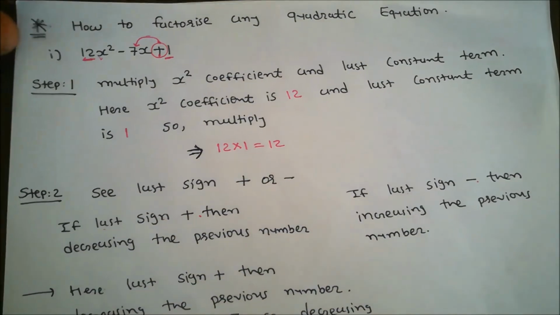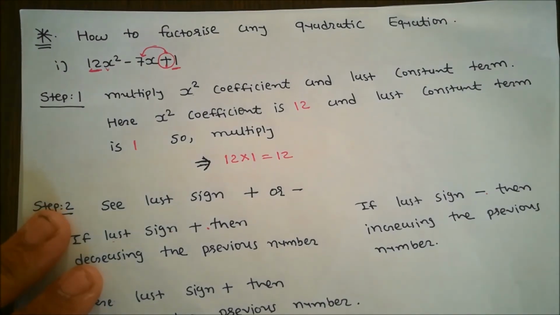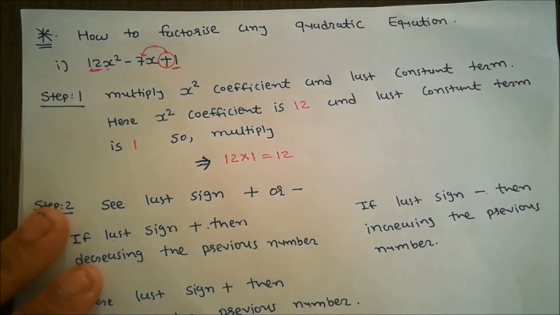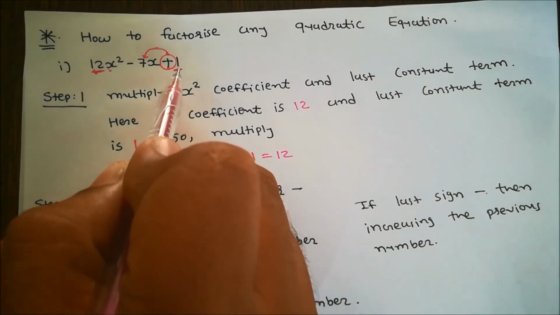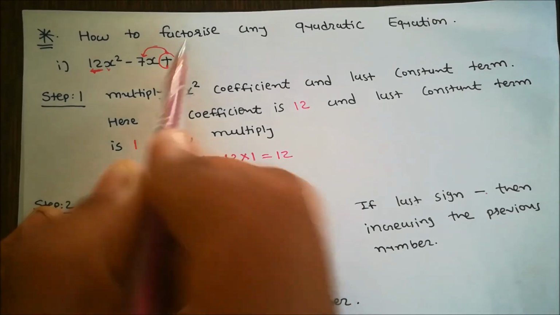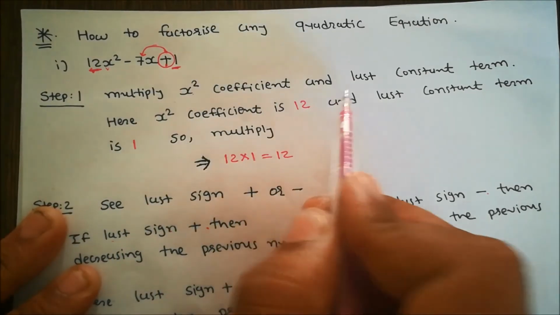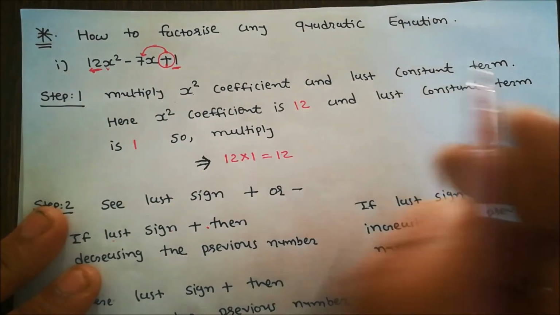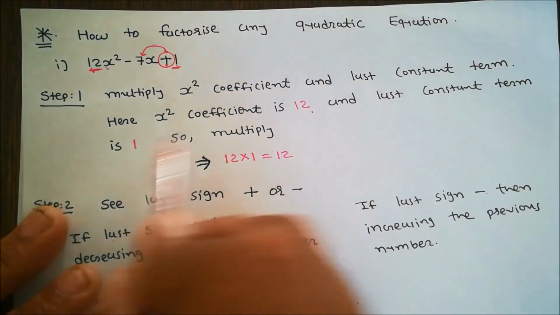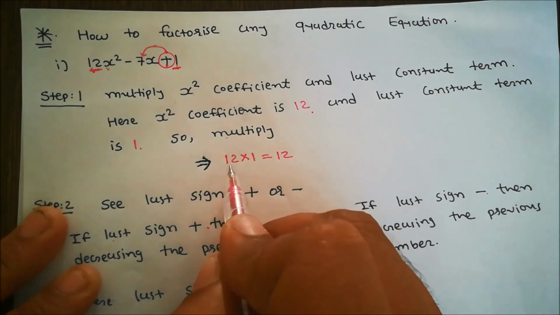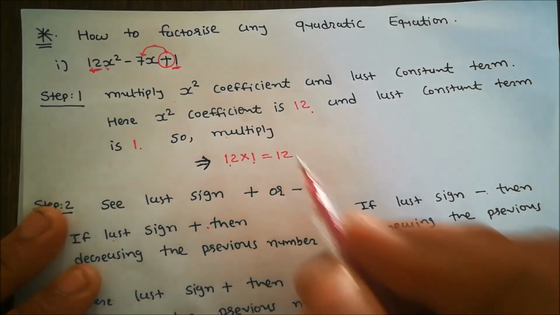Step number 1: multiply the x² coefficient and the last constant term. Here the x² coefficient is 12 and the last constant term is 1. So we multiply: 12 into 1 is equal to 12.